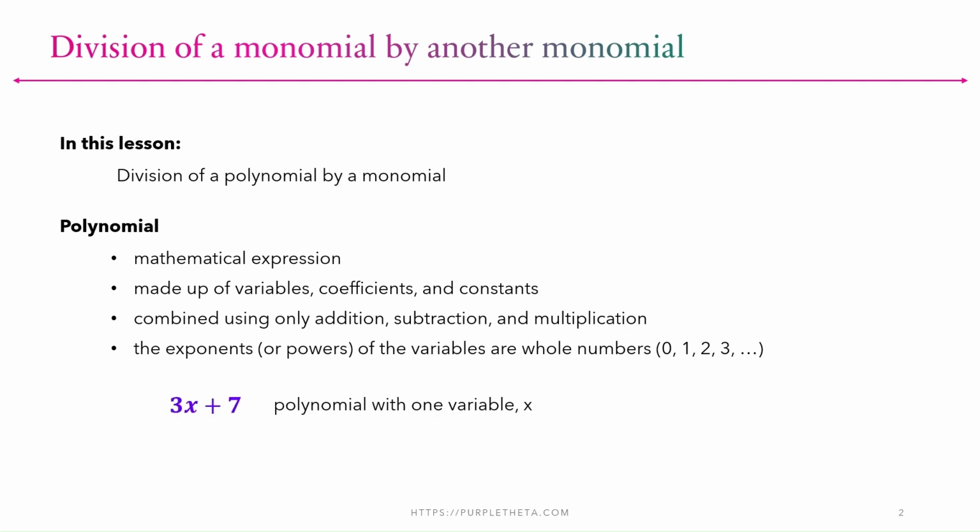3x plus 7, it is a polynomial with one variable x. x cube plus 5xy square minus y plus 1. In this polynomial, there are two variables x and y, right?